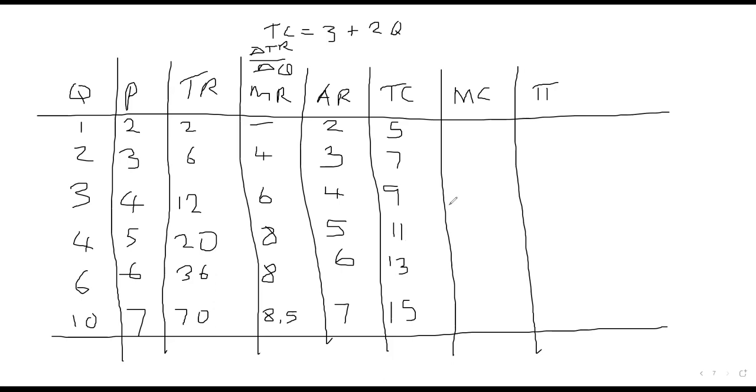Okay, so at this point, we can also identify our marginal cost. Marginal cost is a change in total cost divided by a change in quantity. So what are we having here?